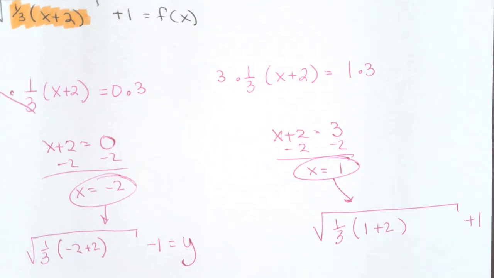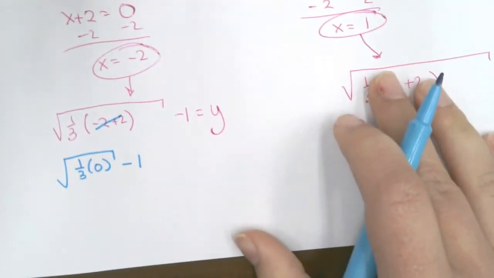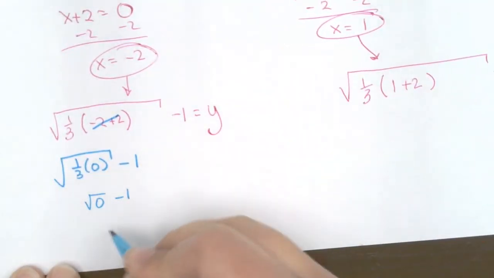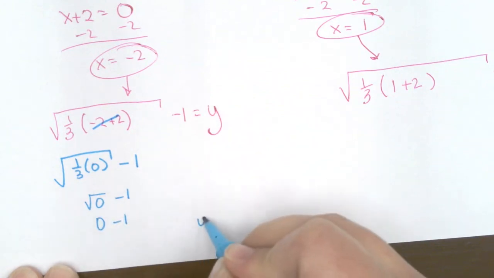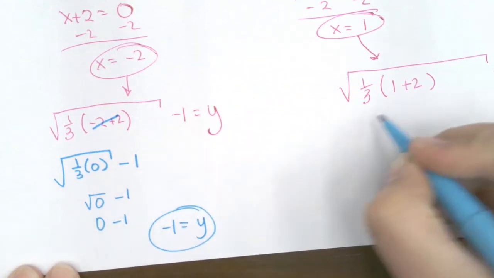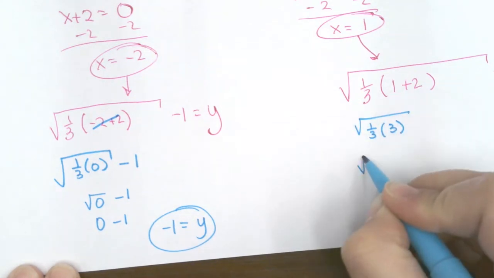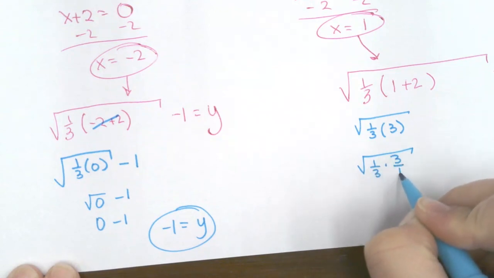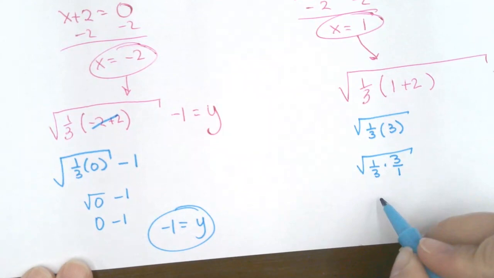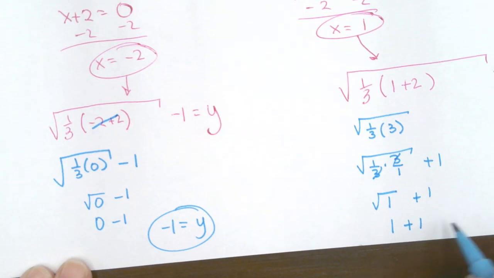So negative 2 plus 2, well, that's 0. So I got 1/3 times 0, square rooted, minus 1. Well, 0 times anything is 0, so we have the square root of 0 minus 1. Square root of 0 is just 0, minus 1, so that means our y value is negative 1. Let's do it again. I have 1/3 times 2 plus 1 is 3. 1/3 times 3 is 3 over 1. So that means we have the square root of 1. Square root of 1 is just 1. 1 plus 1 is 2. That means our y value is 2.